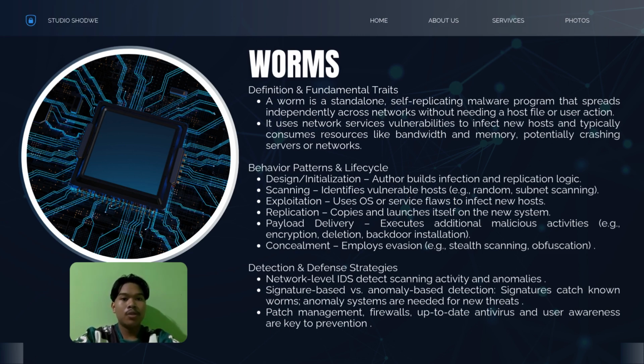In terms of defense, we rely on systems like network-level intrusion detection systems, or IDS, which can flag unusual scanning activity. We also use signature-based detection for known worms and anomaly-based systems for unknown threats. On top of that, patching, firewalls, antivirus software, and user training are essential to stop worms before they start spreading. So overall, worms are dangerous because they act quickly, spread widely, and can do so silently.